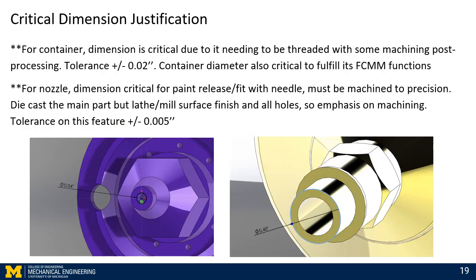For the container, the outer diameter of the common interface is a critical dimension due to the need for it to be threaded with machining post-processing. Also, the container diameter is crucial to fulfill its FCMM functions, so the tolerance will be 0.02 inches. For the nozzle, a dimensional tolerance of 0.005 inches was selected to strike a balance between performance and achievable machining accuracy for stainless steel components of this size.